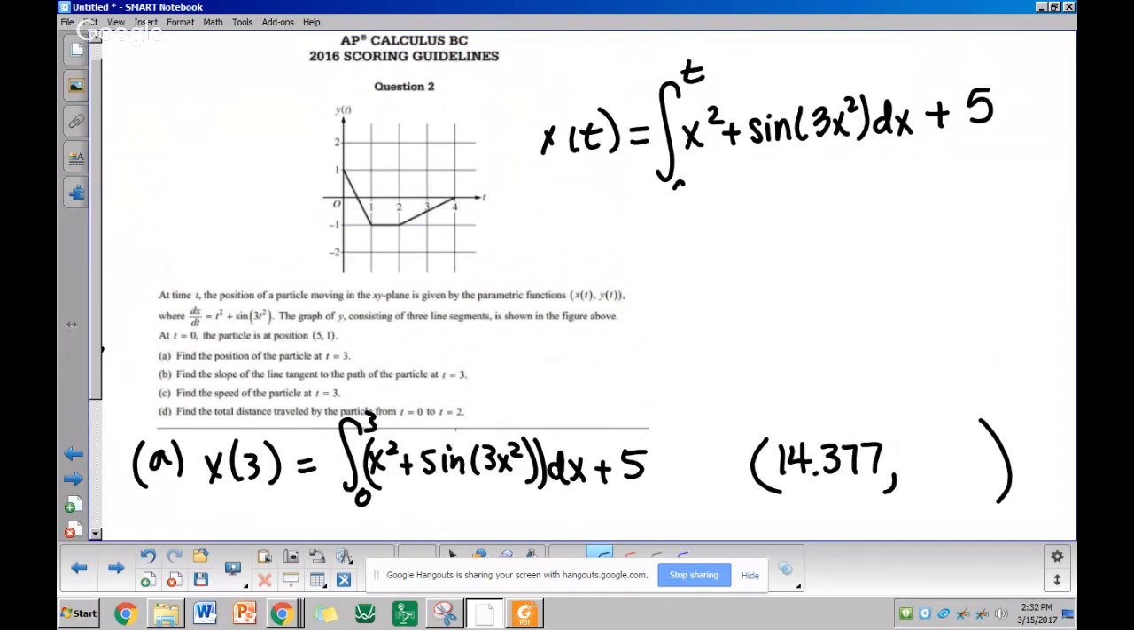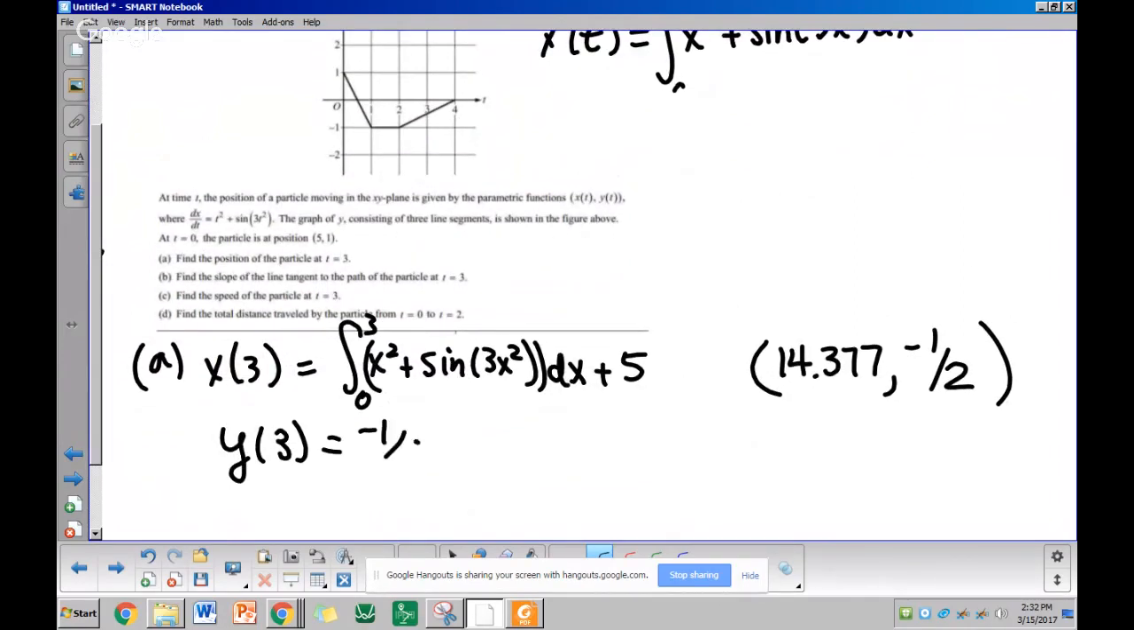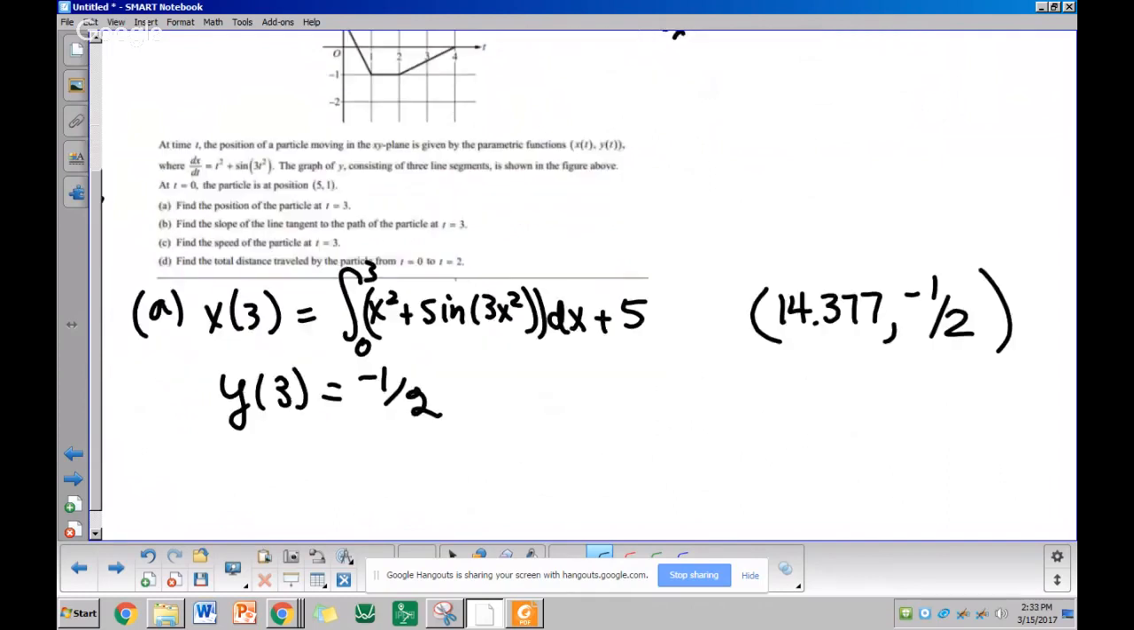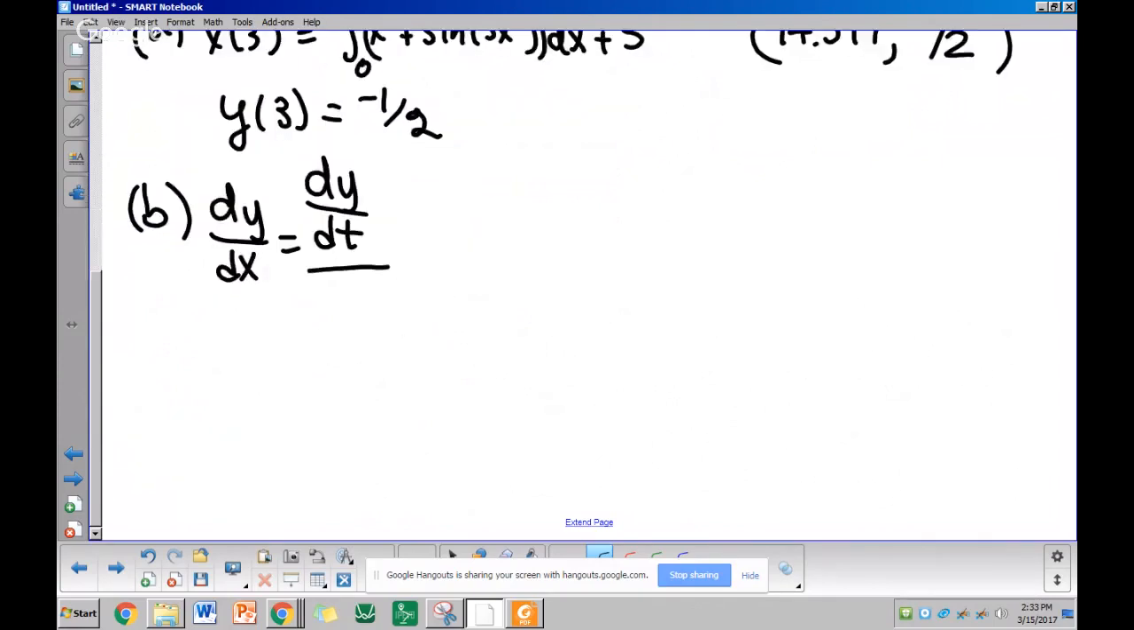I'm sorry. So what do we need to know? That's the curve. We need it at 3, don't we? And that's negative 1/2. And then these are easier, right? I hope. It's just dy dx. So y of 3 is negative 1/2 from the graph, okay? Find the slope of the tangent line to the path at t equals 3. So we need dy dx, which is dy dt over dx dt. I was making it harder than it had to be.